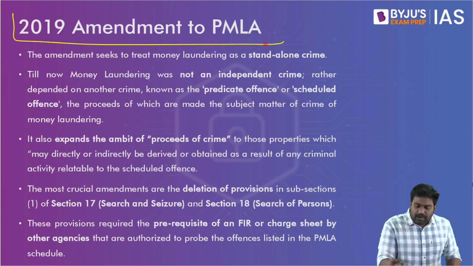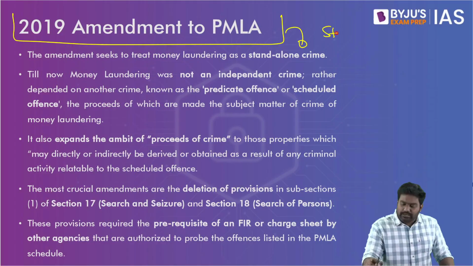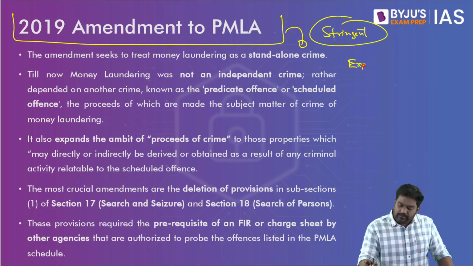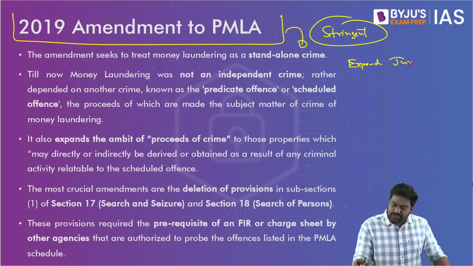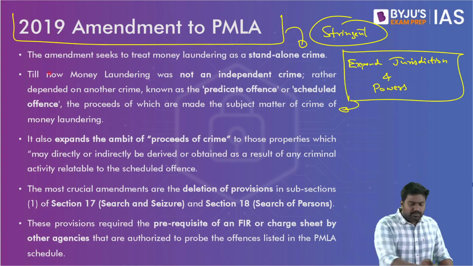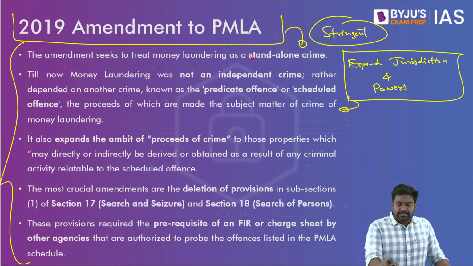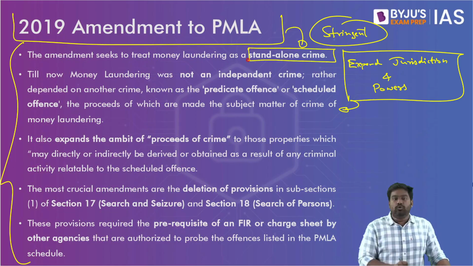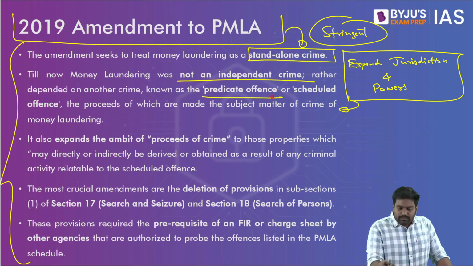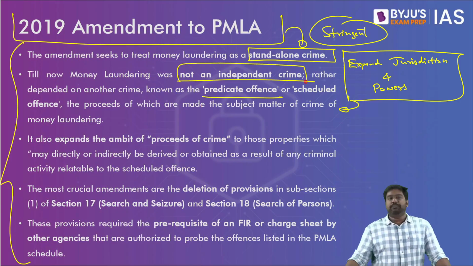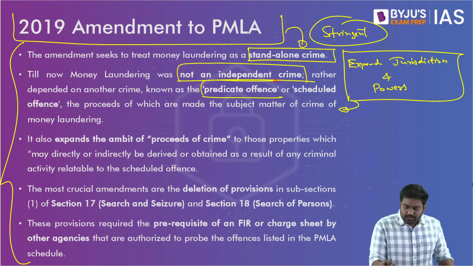Recently, we have amended PMLA to make it even more stringent and to further expand the jurisdiction and powers of ED. So I have added those points as well. Please take a look. Today, money laundering has been made a standalone crime. Previously, it was not an independent crime. Is that clear?